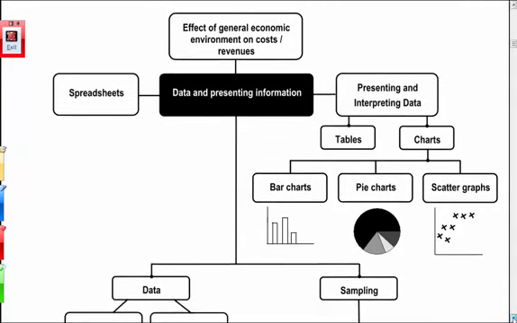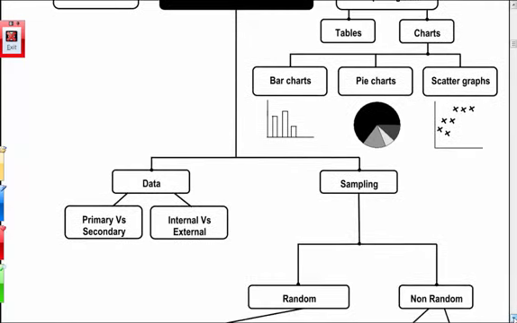Data and presenting information then is a chapter which looks at, first of all, where we can obtain information from. So we're going to be looking at primary data and secondary data, the differences between information which is collected specifically for the company's purposes and information which it collects from other sources. We'll also be looking at what information is available internally compared to externally and the sources and reliability of those data groups.